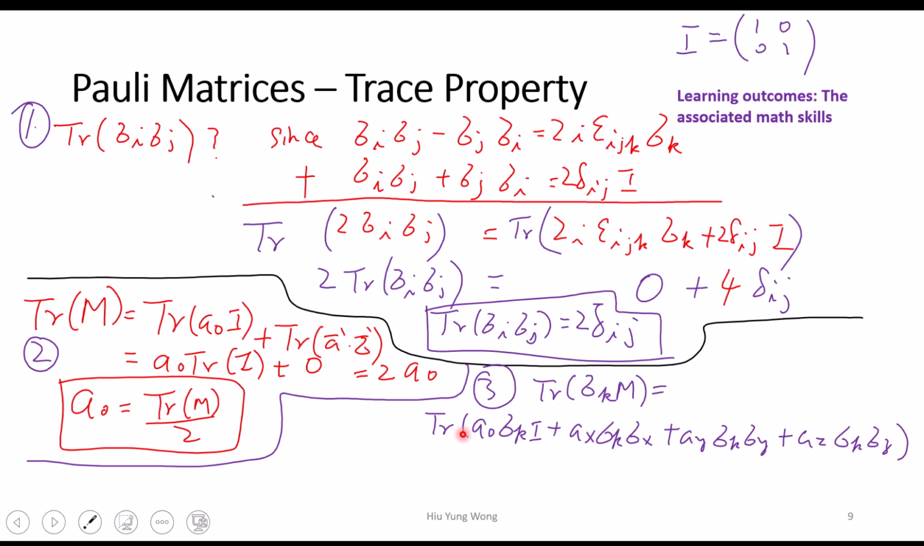So then, let's look at this. What is the trace of this one? What is sigma k times I? Sigma k, right? Anything times identity is sigma k. And then the trace of sigma k is going to be 0, because it's a Pauli matrix, right? So this is 0.